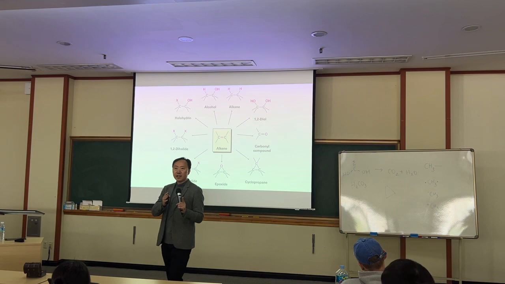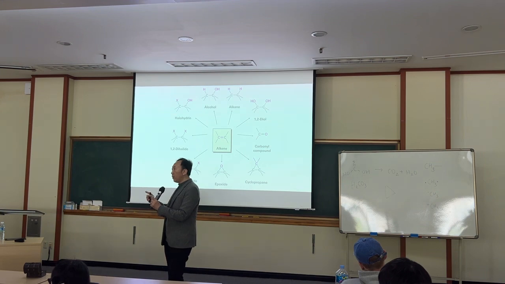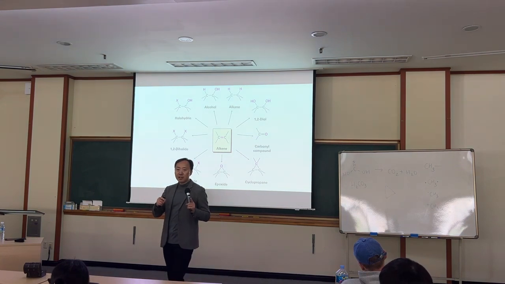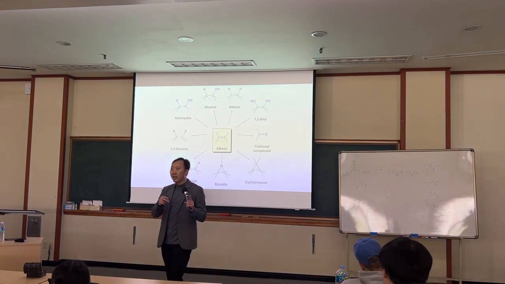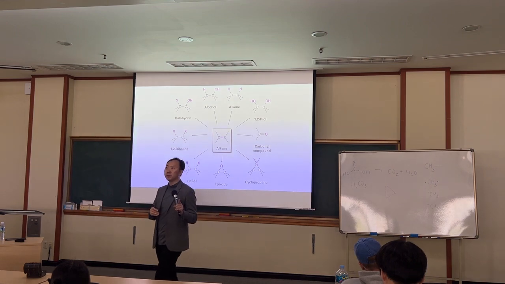Oxymercuration and the second step, demercuration. It's a two-step reaction, like hydroboration and oxidation. In oxymercuration, water adds as oxy-mercury, meaning oxygen and mercury are added together. Oxygen is introduced in the beginning, and the second step removes the mercury reductively.